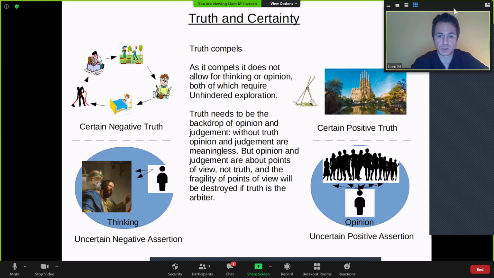And if truth compels opinion, then even though I can imagine a friend of mine, say, or someone I know who can integrate, say, thousands of different people's points of view, if I rely on truth rather than integrating different points of view, I will perhaps eradicate their opinion and say that it's unworthy because they can't prove it to be true. It's not empirical. So whilst truth needs to be the backdrop of opinion and judgment, without truth, opinion and judgment are meaningless. If we just lie or make up stuff, it's meaningless. But opinion and judgment are about points of view, not truth. And the fragility of points of view will be destroyed if truth is the sole arbiter.